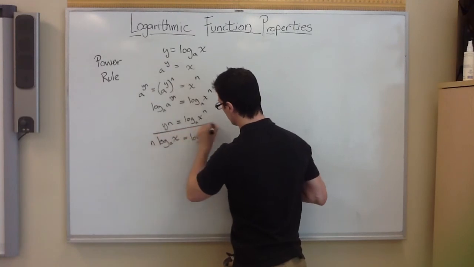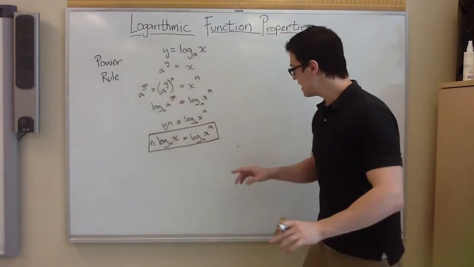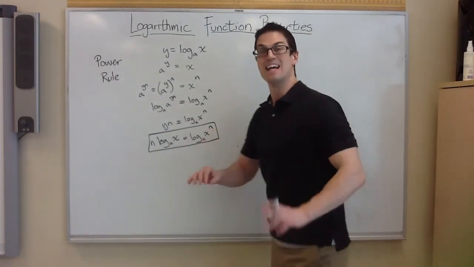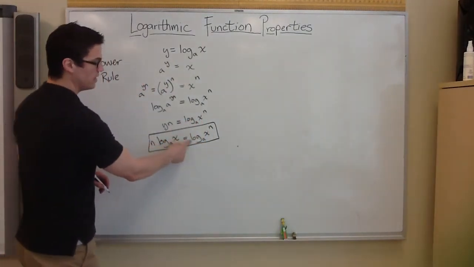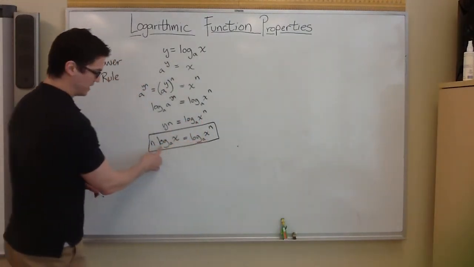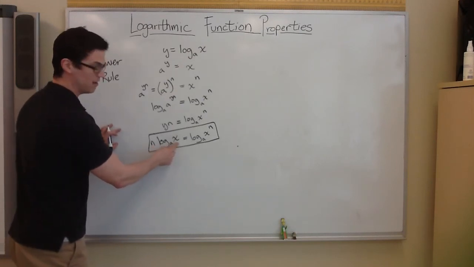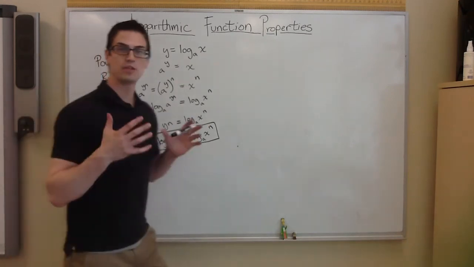And here is where we get to the beauty of the power rule. Anytime you see a log base a of x to the n, if you want to simplify your life, all you have to do is take this n and put it in front and multiply it by log base a of x. That's what we basically did here: n times log base a of x. You just take that n and put it in front. So that's the beauty of the power rule.